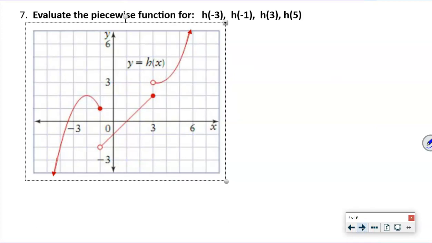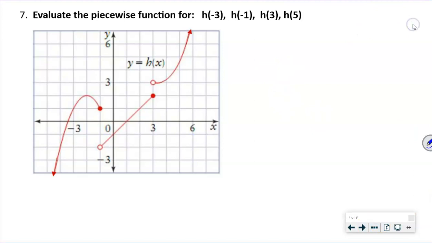Number 7 says evaluate the piecewise function for these values. So what we're going to do is find these values in the graph. When h of -3, that's -3 right here. We're going to go up and see where it intersects the graph, and it's at 1. So h of -3 equals 1.